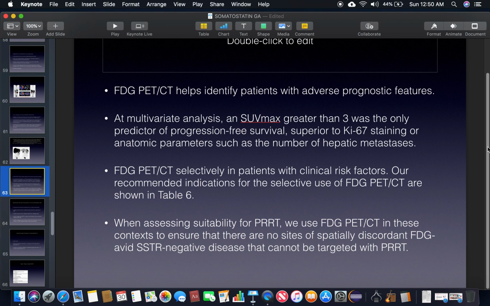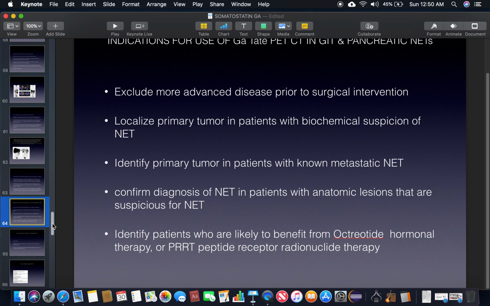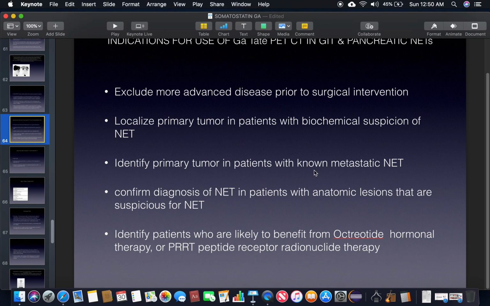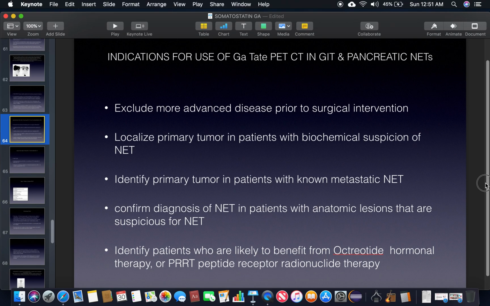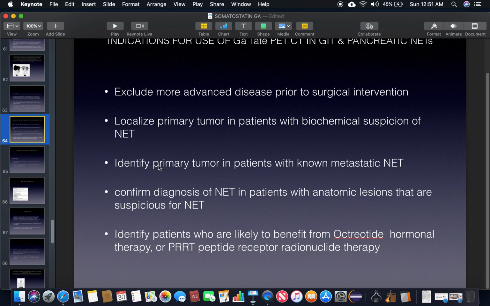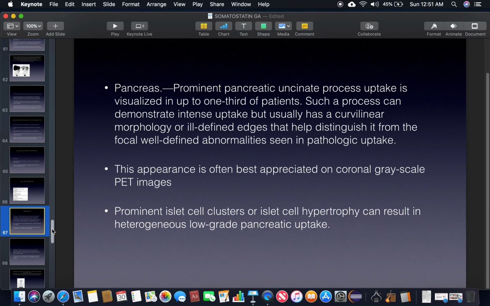I want to point out that FDG PET will identify patients with adverse prognostic features, and SUV maximum greater than 3 was the only predictor of progression free interval. This was found to be superior to Ki67 staining, and also anatomic parameters such as the number of hepatic mets. So FDG PET is selectively useful in patients who have poorly differentiated malignancies. And of course, we are going to decide how we are going to treat these patients based on the type of somatostatin receptor expression that they show.